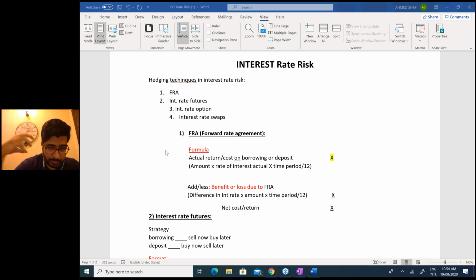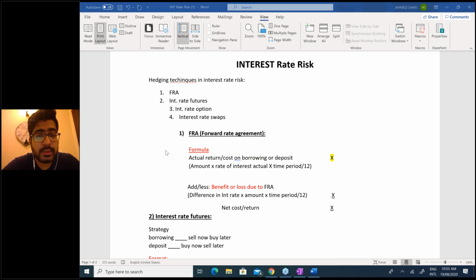You may be getting a deposit case, so return on deposit, or a borrowing case, so cost on borrowing. Then benefit or loss due to FRA. You need to judge by taking the difference in interest rates into amount into time period over 12. It's a benefit or a loss. But whether to add it or deduct it depends completely on the scenario. Let's suppose you got a deposit case. So what did you write above?